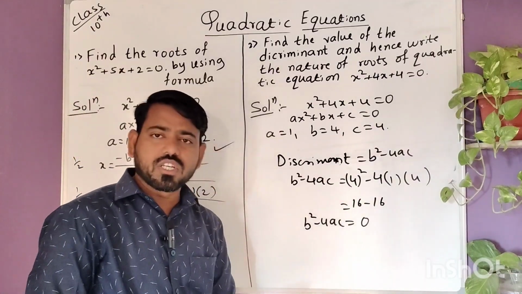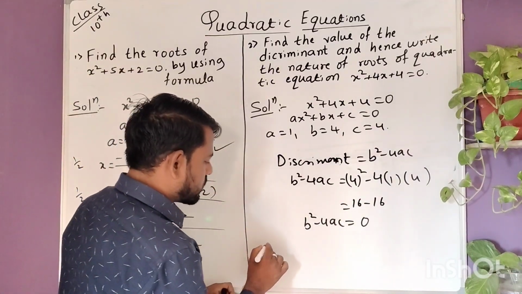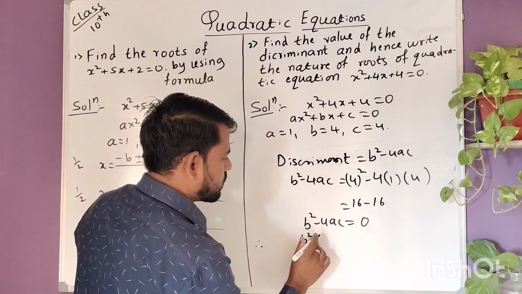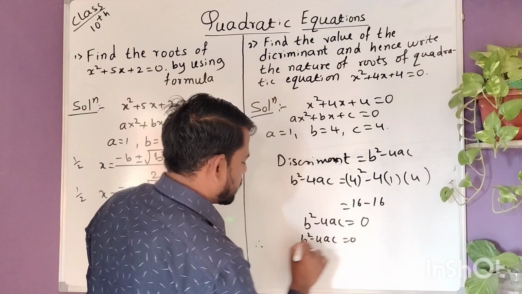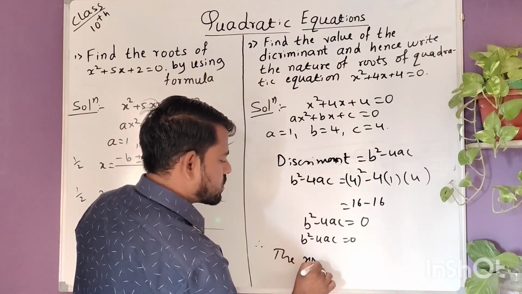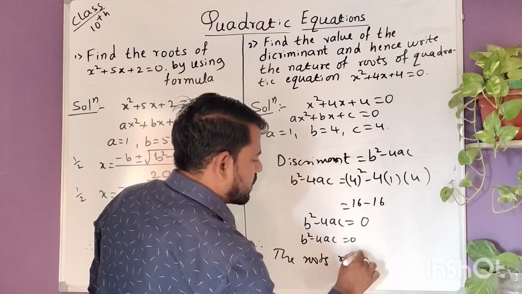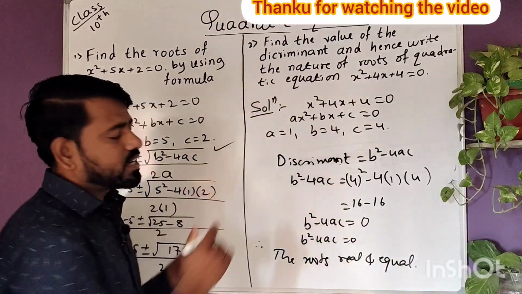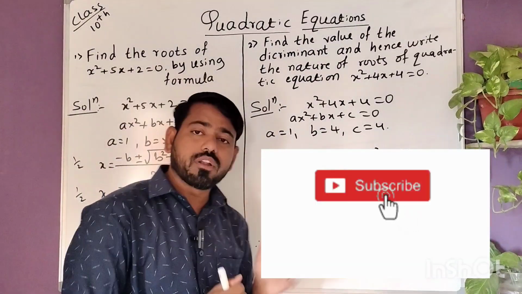If the discriminant is 0, then our roots are real and equal. For this you get 2 marks. So these are very simple problems.